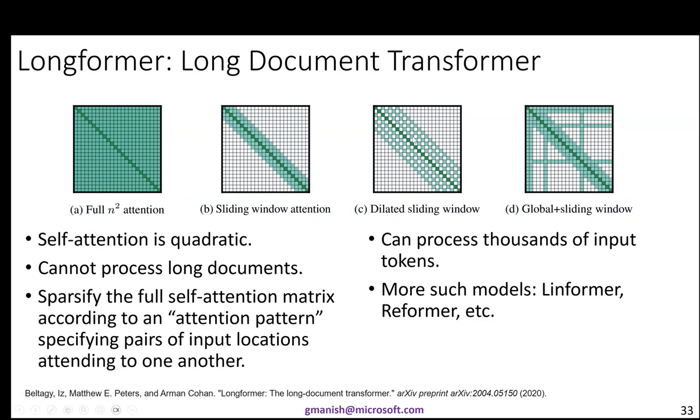Or a little dilated window, meaning I'll look at maybe the 5th word to the 25th word, but after hopping by two. Or essentially also global plus sliding window, in the sense that I'll look at, say, the 10th word to the 20th word window. I'll not look at everything, only a small-sized window. But I'll also care about some special tokens like the CLS token or any other special tokens that carry a lot of information. Therefore, I should always pay attention to those special tokens.